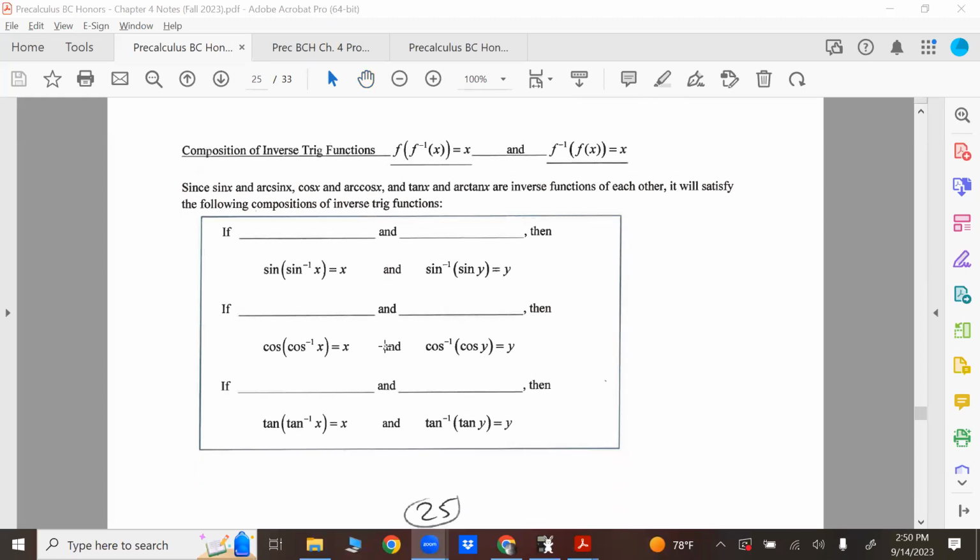Okay, let's keep on moving. Composition of inverse functions. If you plug inverse into itself, you should get x, right? We know this. Or plug the original into the inverse, you should get x. These are all things we know.